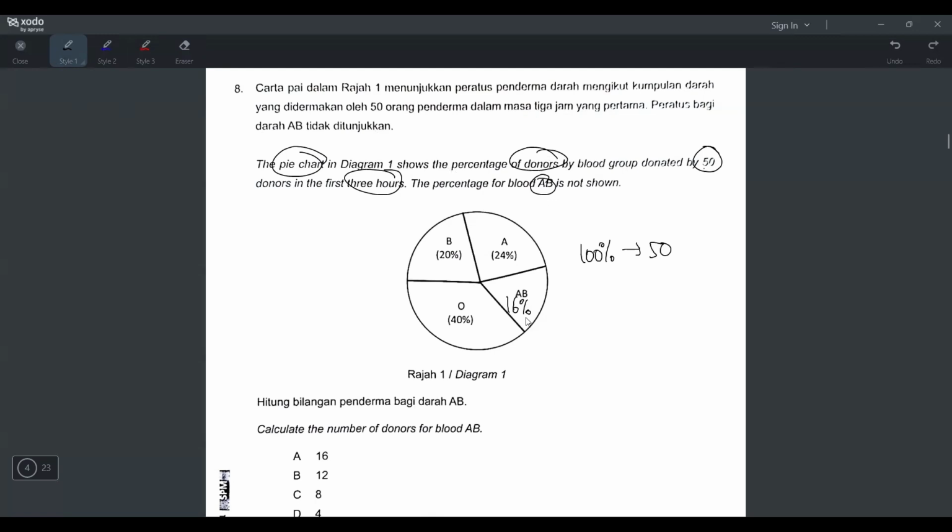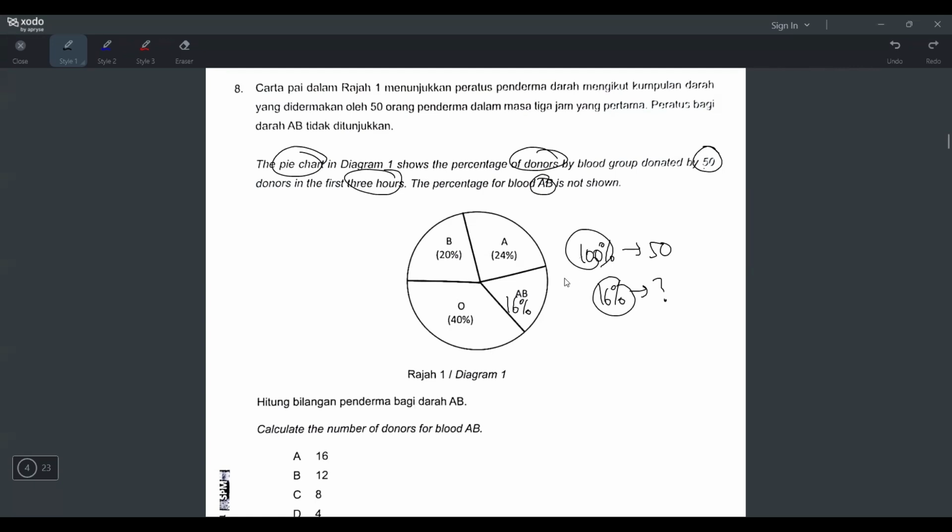Okay, I found it already, it is 16%. Calculate the number of donors for blood AB. So AB is 16%, right? So I want to find a number here. So imagine 100% is equivalent to 50. So 16%, how many? Okay, you can do it like a ratio. So how does 100 become 16?